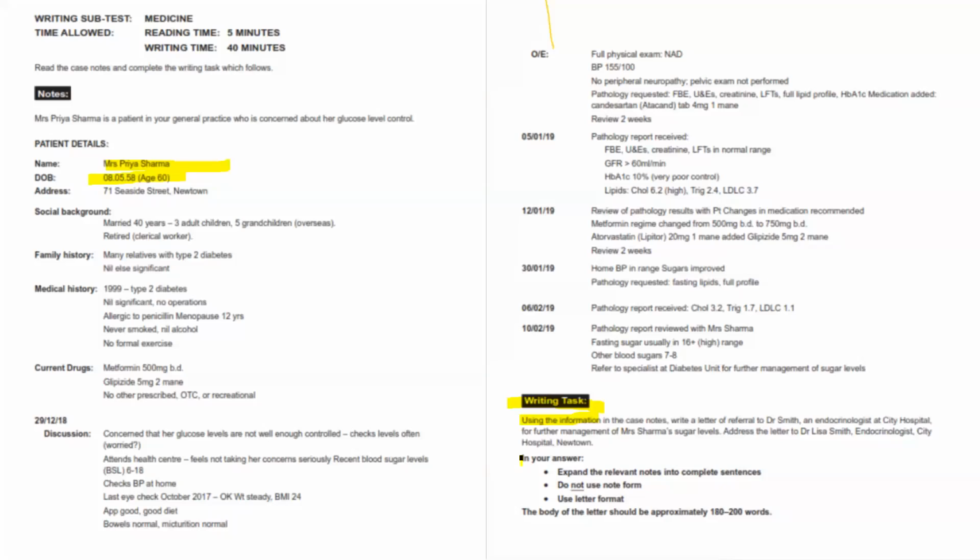Using the information and case notes, write a letter of referral to Dr. Smith, endocrinologist at City Hospital, for further management of Mrs. Sharma's sugar levels. Address the letter to Dr. Lisa Smith, endocrinologist, City Hospital, Newtown. Okay, so here we have a referral letter addressed to Dr. Lisa Smith. This is the recipient, and her specialty is endocrinologist, and she works at City Hospital in Newtown. This is the address. And the name of your patient is Mrs. Priya Sharma, and date of birth, this date.